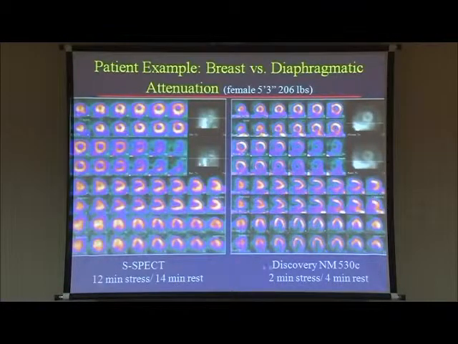Now, look what happens when we go to the discovery system. Again, the same setting, it's not that we re-inject or anything like that, same dose, and the 2-minute, 4-minute acquisition time, you see that this reduction of counts in the anterior wall has gone away.